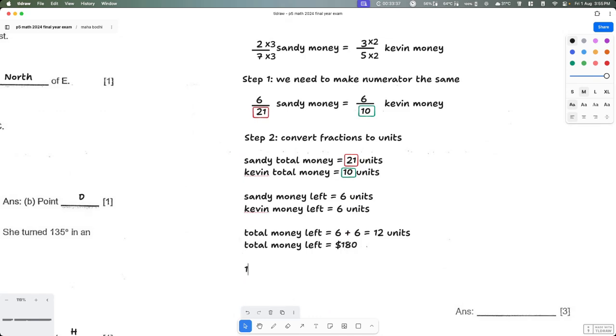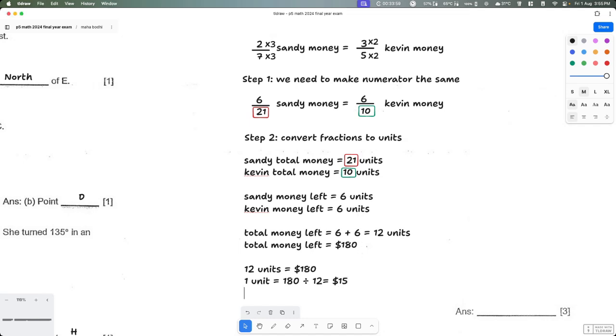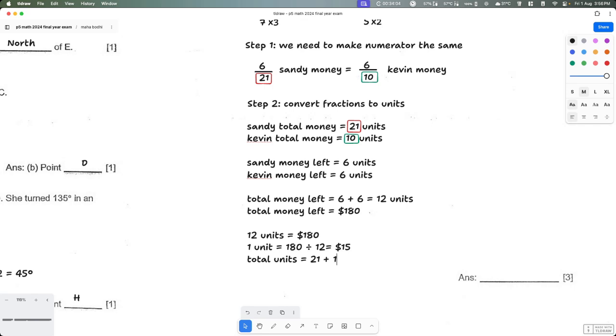So 12 units is equal to $180. 1 unit is equal to 180 divided by 12, and this is equal to $15. And then how many total units? 21 plus 10 will be 31 units. So 31 units is equal to 31 times 15.